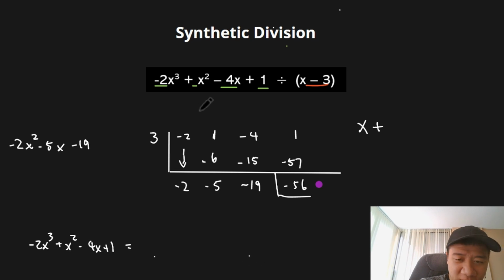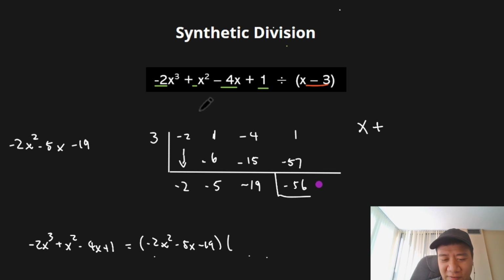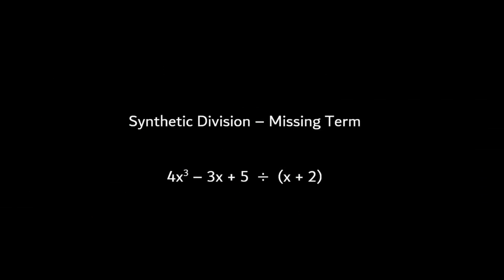And that equals our quotient, which is negative 2x squared minus 5x minus 19, times our divisor, which is x minus 3. And then we add a remainder, but since our remainder in this case is negative, we have negative 56. Okay, and we're done.